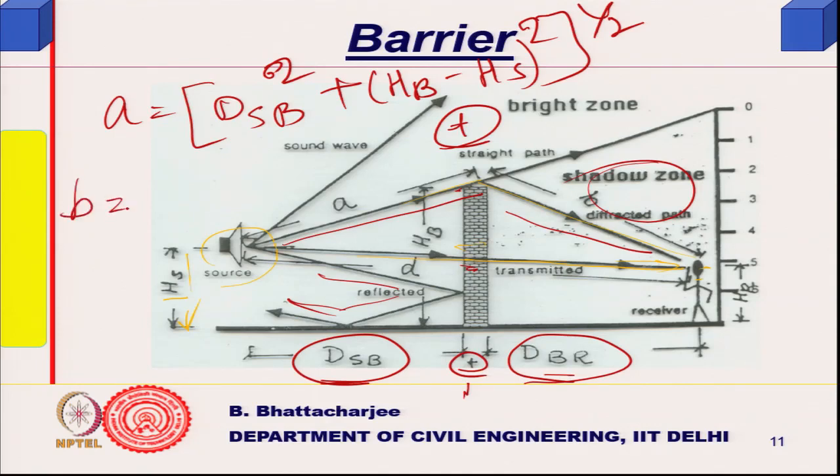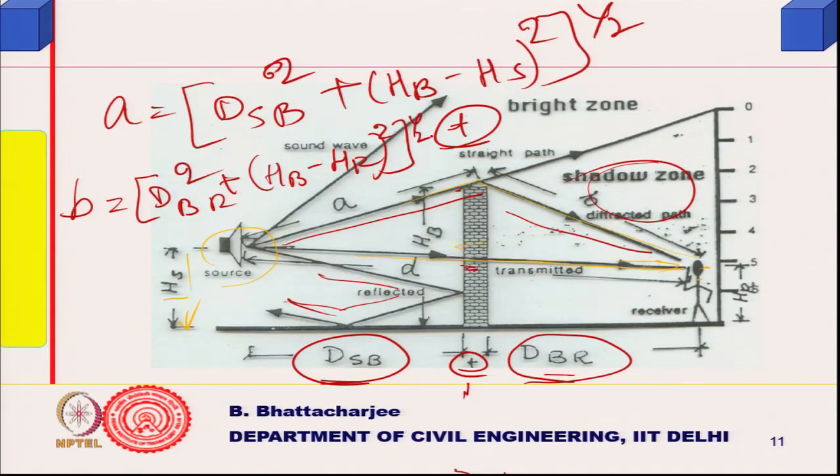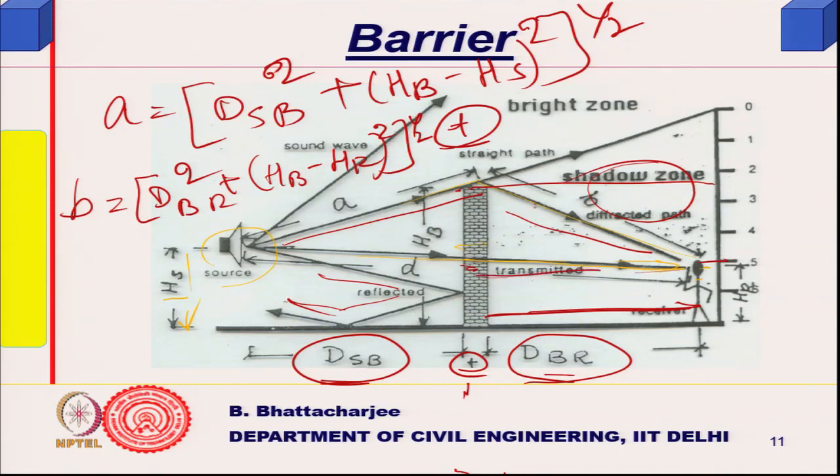What is B? B is, this will be now dBr square, if I neglect the t, thickness being neglected, plus (HB minus HR, receiver) square, to the power half. So, B is like that. I can geometrically calculate this square plus this minus this, under root of that, that is B.